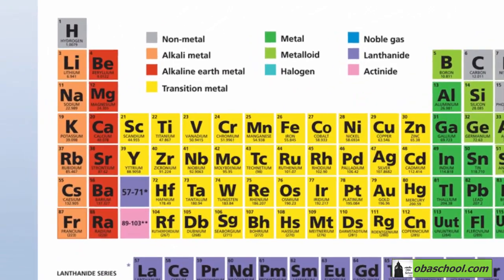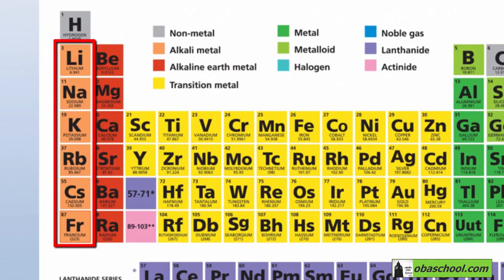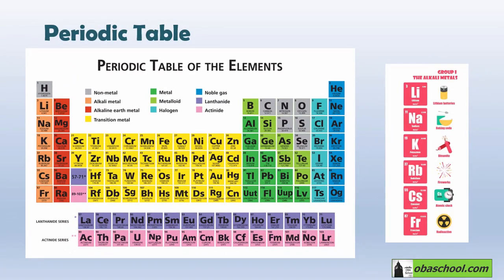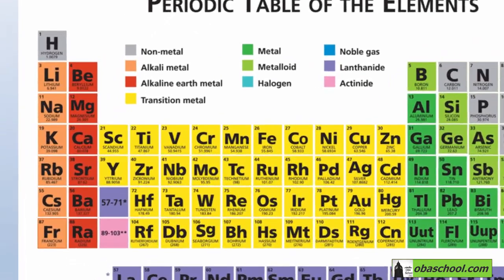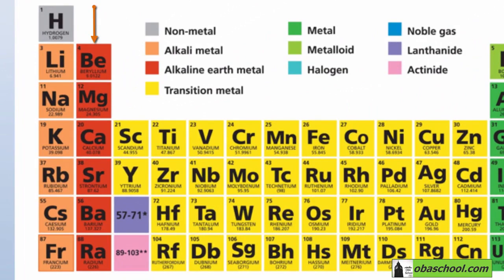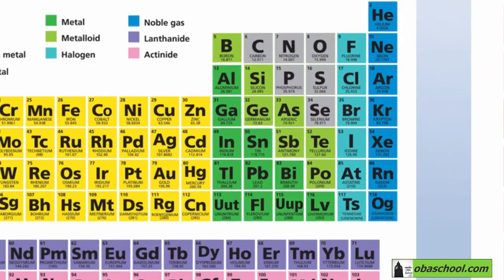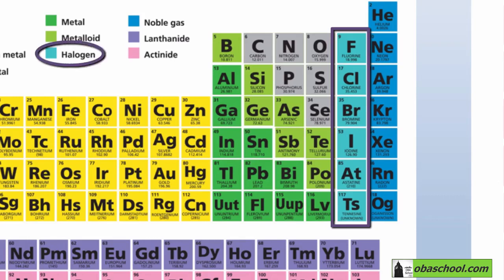For example, we have the elements lithium, sodium, potassium, and all those that you can see in this group, and they are called the alkali metals, and they have similar chemical properties and they react in similar ways. Let's look at different groups. Group number 2, which corresponds to column 2, is called alkaline earth metals, and it contains elements like beryllium, magnesium, and calcium. We will move now to group number 7, which contains elements such as fluorine, chlorine, bromine, and so many other elements. Elements in this group are called halogens.